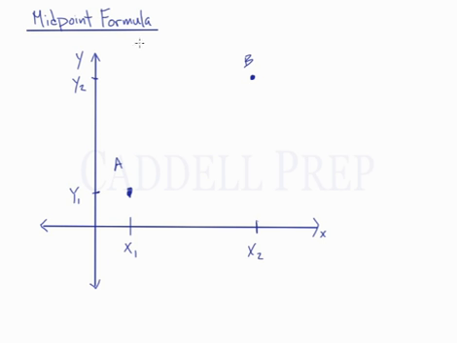Let's go over the midpoint formula. Okay, so we have 2 points, point A and point B in our XY system. We want to find a point that's directly in between them. So if this were a line segment, we want to find a point that's right in the middle.